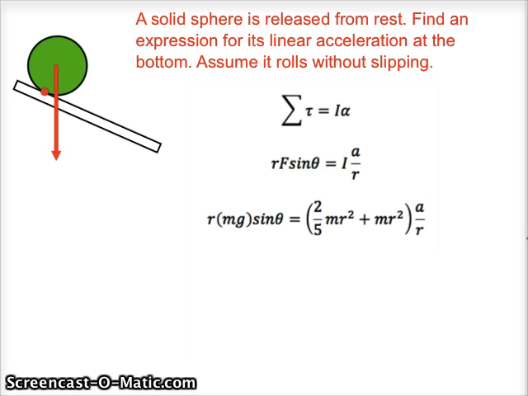All right, taking a look then at our algebra, we can notice that there's an r that cancels out on the right-hand side. There's also r's that cancel out on both sides. And then there are m values that cancel out on both sides. So we are then left with g sine theta equaling 7/5 a. We still have to go through and do a similar type of fraction work. 2/5 plus 5/5 is 7/5, and then rearranging to find a.